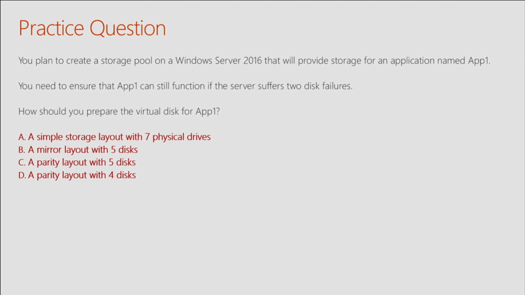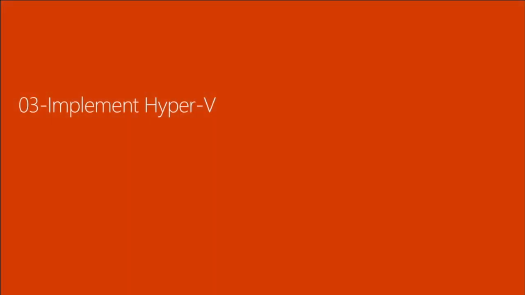So again, C would need 7. Parity would require 7. Correct. All right. So learn the numbers. Okay. Let's hand over to Ed for section 3.